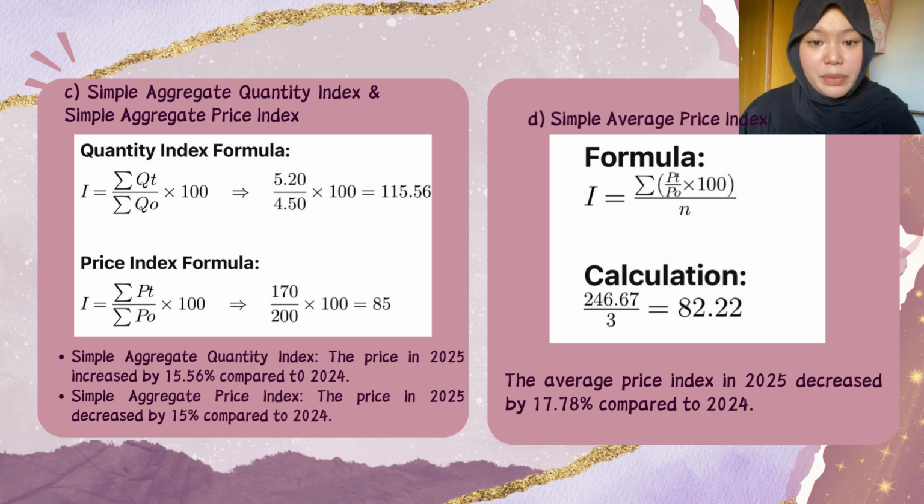Now we calculate the simple aggregate price index. The formula is I is equal to summations of PT divided by summations of PO times with 100. So I equals to 170 divided by 200 times with 100 equals to 85.